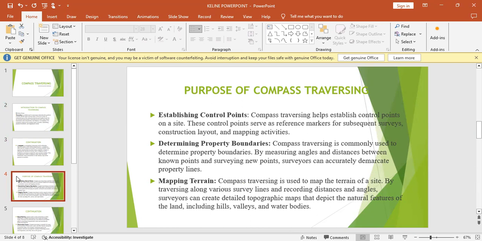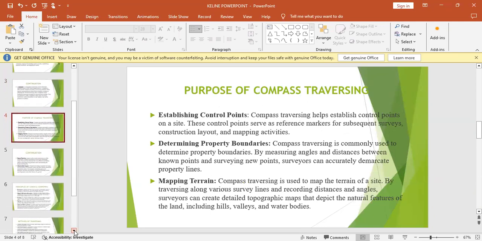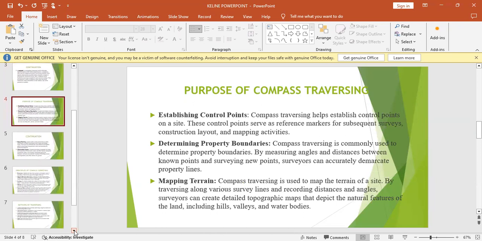Next, purpose of compass traversing. The first point is establishing control points, whereby compass traversing helps in establishing control points on a site. These control points serve as reference markers for subsequent surveys, construction layouts, and mapping activities.